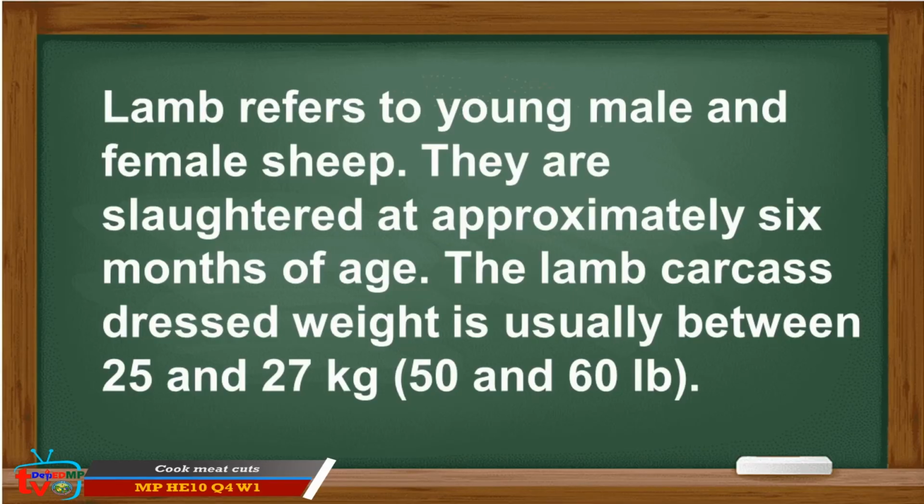Lamb refers to young male and female sheep. They are slaughtered at approximately 6 months of age. The lamb carcass dress weight is usually between 25 and 27 kilograms.